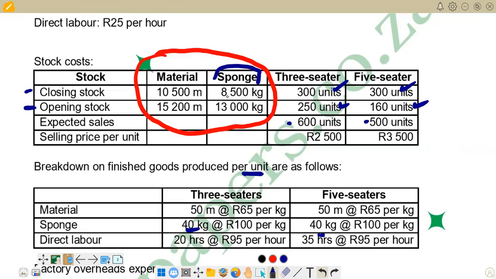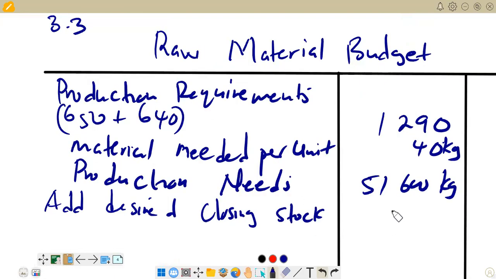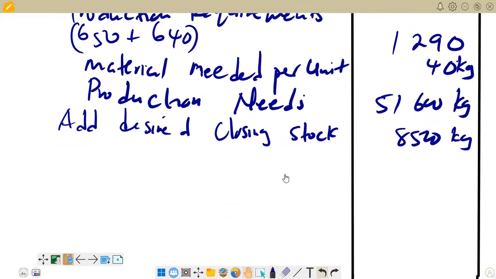So for sponge, the closing stock is 8,500. So we are going to pick this figure, 8,500 for our closing stock. So we have got 8,500 kgs. And then we are adding. When we add, we now get the total needs. The figure that we are going to get there represents the total needs: 51,600 plus 8,500, and then you get 60,100.